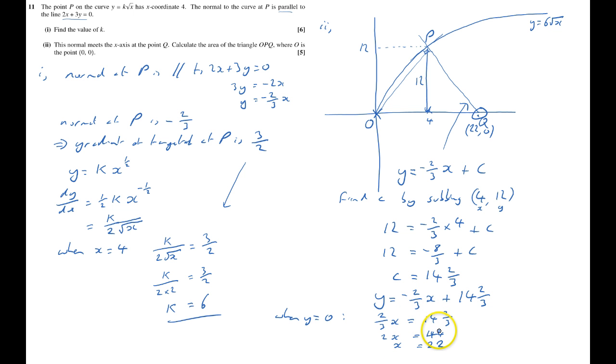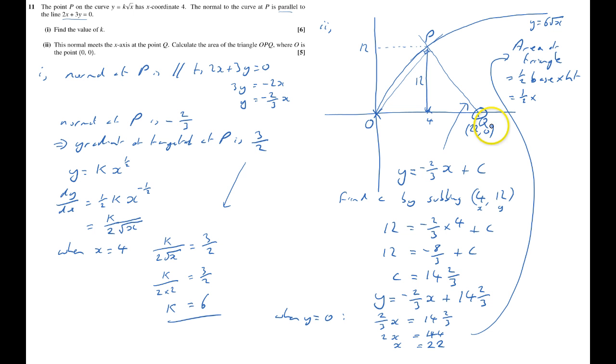I can now work out the area of the triangle. So area of the triangle is half the base times the height, which equals a half times the base, it's 22, from 0 to 22, times the height, which is 12. So that equals half of 22, 11, times 12, which equals 132 square units. And that's question 11. That's quite a tricky last question, but that's question 11 and the whole paper done.